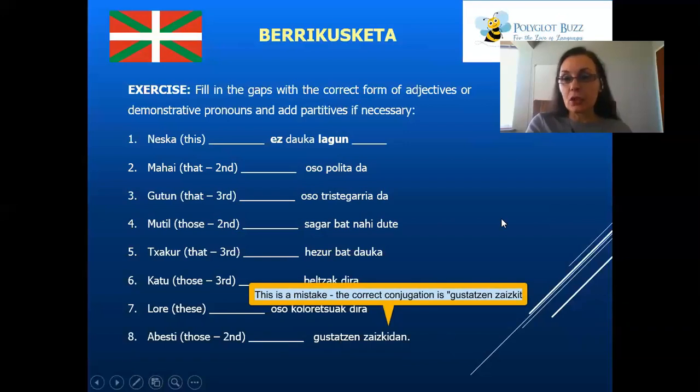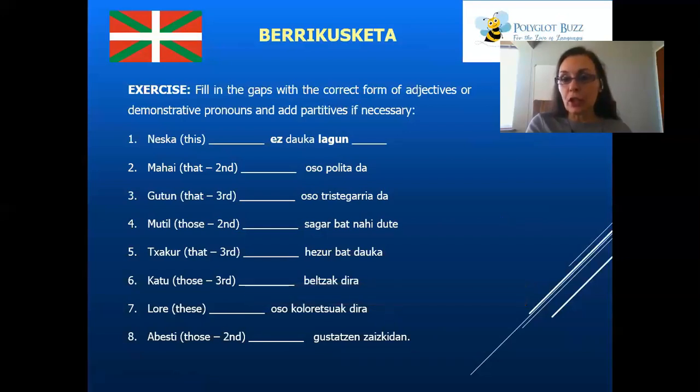This is a mistake. The correct conjugation is gustatzen zaizkit. Just use your logic and use your intuition. Otherwise, go to Google and translate, but see if you can get it without looking, then you double check with Google. In any case, I will translate it for you in a second.